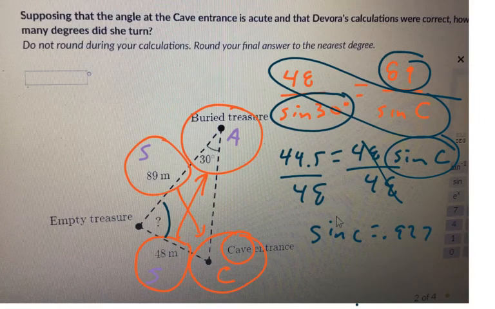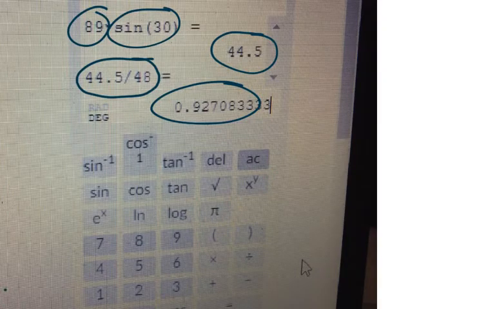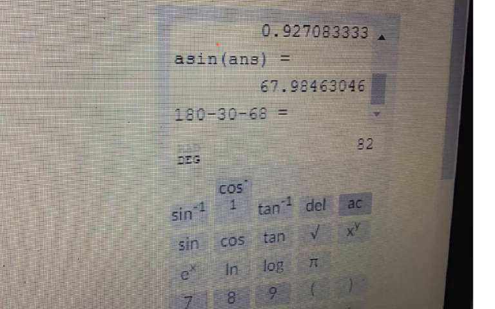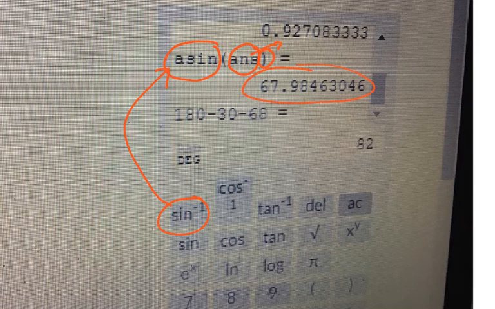To find C, I'm simply going to do sine inverse, right? So I'm going to do a sine inverse on that 0.927, which I did right here. Sine inverse, guys, shows up as arc sine. I put in my answer. Don't forget to close the right parentheses on that answer. And as you can see, I get 68 degrees, rounded off to the nearest degree.